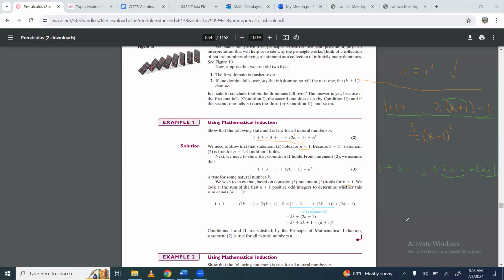And what's the right side? Well, on the right side, I have to multiply this k plus 1 with k plus 1 because it's squared, isn't it? So how can I do this? Well, I guess I need to just distribute. Right?